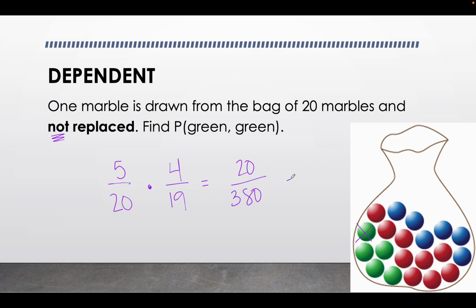Typically, we simplify our answers when we are writing probability. Now that I'm saying this, I'm just thinking, we had 1 out of 16 chance. Now it's 1 out of 19. That's actually a less chance of happening because I picked green and I took one of them away.